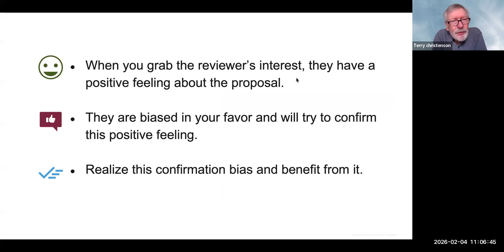Okay, when you grab the reviewer's interest, I think they're going to have a positive feeling about the proposal right from the very beginning. They're going to be biased in your favor. We'll talk about bias later. It's something you want to avoid in your methodology, but here you want them biased in your favor, being willing to confirm their positive feelings as they go through the proposal. This is called the confirmation bias. So realize the power of this bias, and you want to benefit from it. You want that reader engaged immediately. Next slide, please.